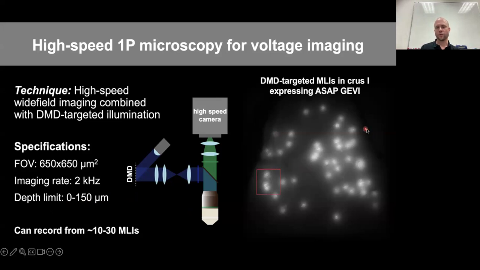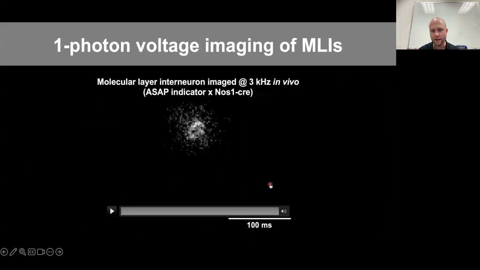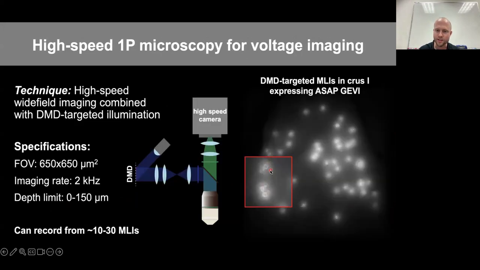Okay, and here's a zoom in of a couple of the neurons that have been illuminated. What you can appreciate is, first of all, the spots of light that I've used to target those neurons. And then you can actually see the neuronal membrane of these MLIs, and that's because they're expressing this fluorescent ASAP-based genetically encoded voltage indicator.